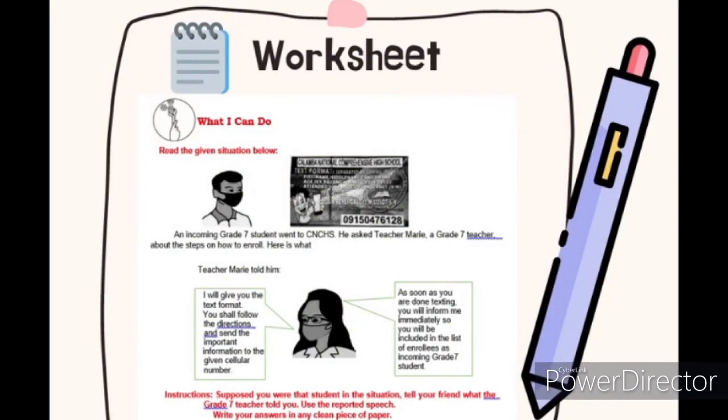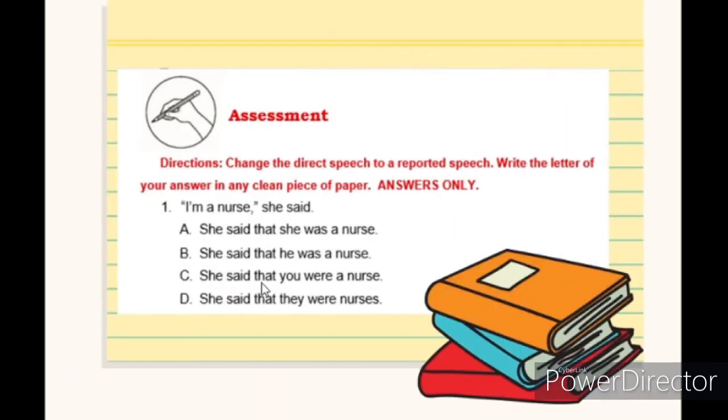For this activity, you will read the given situation below. Suppose you were that student in the situation. Tell your friend what the grade 7 teacher told you. Construct the sentences in reported speech. Write your answers on any clean piece of paper. Again, answers only. For your assessment, change the direct speech to reported speech. Write the letter of your answer on any clean piece of paper. Answers only. Do it for the rest of the items given in your module.